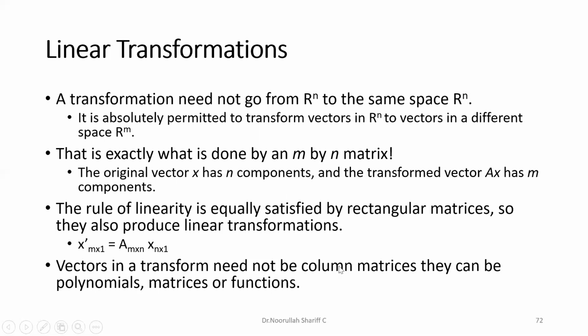Vectors in a transformation need not be column matrices. We need not have only column matrices. They can be polynomials. They can be matrices, any type of matrices, or they can be functions.